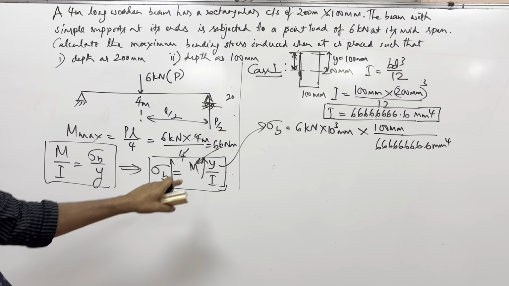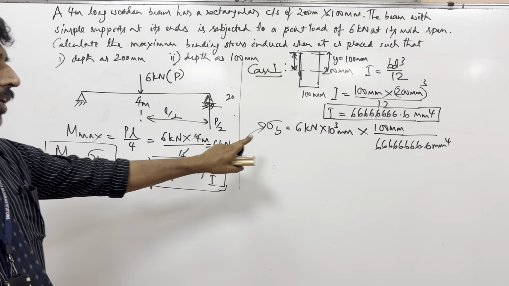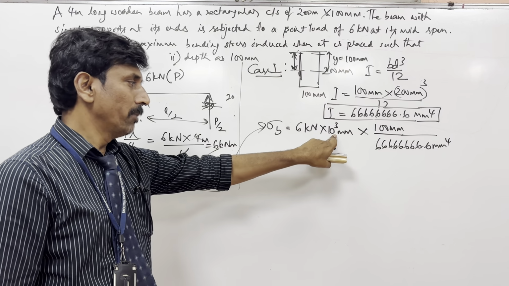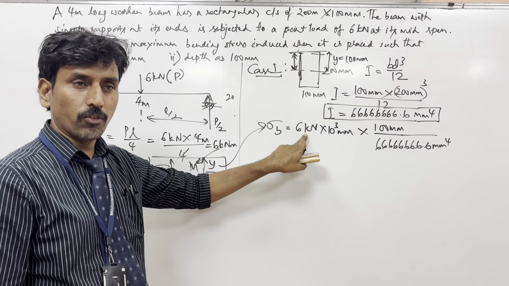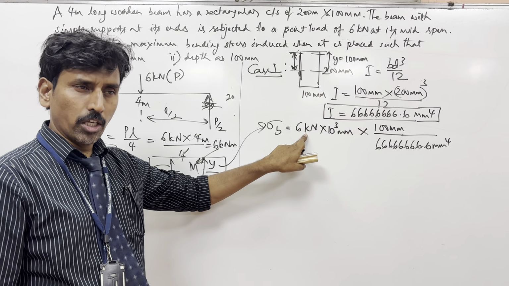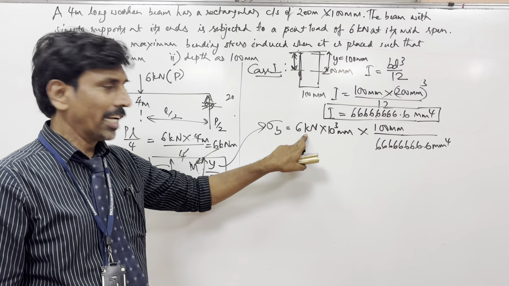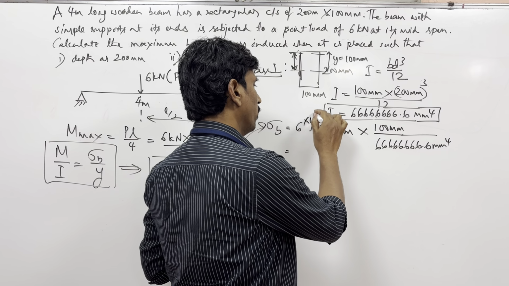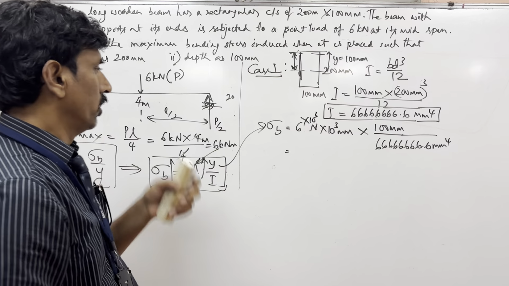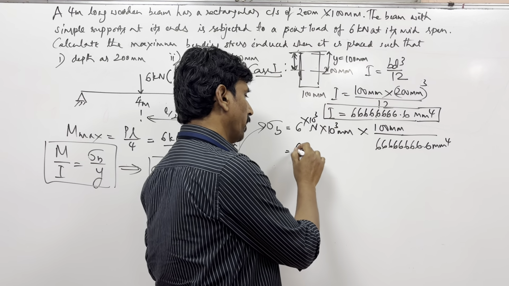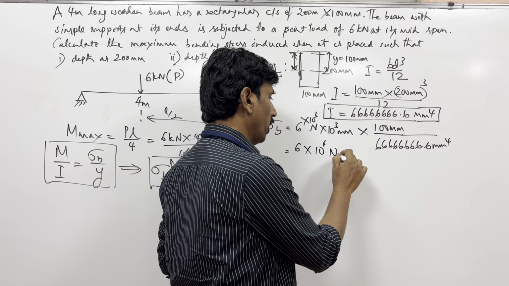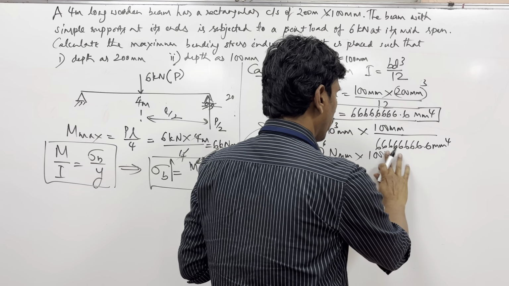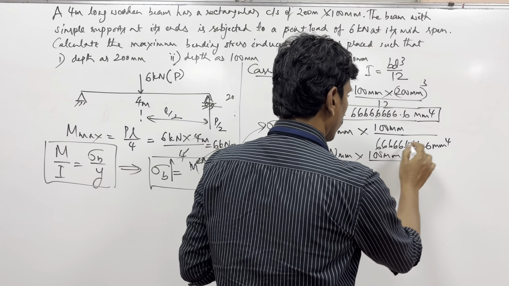Guys, here you see why I write these units. Here I have written 6 kilonewton meter, and this kilo is left. So can we include this kilo here? 1 kilo is how much? 10 to the power of 3. So this becomes 6 into 10 to the power of 3 into 10 to the power of 3, which is 6 into 10 to the power of 6 Newton mm, multiplied by 100 mm divided by this value.